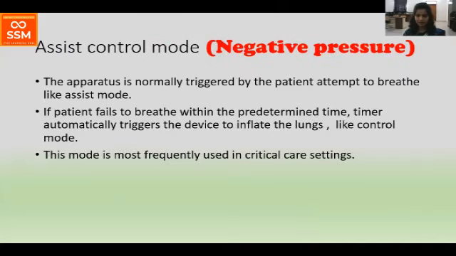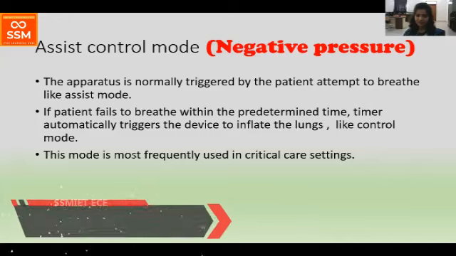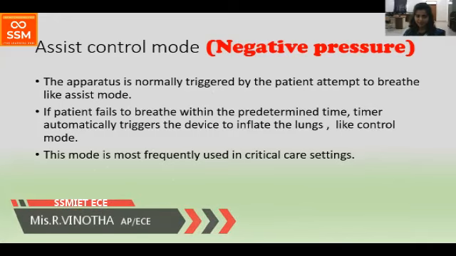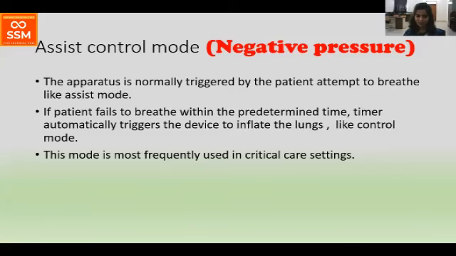The third mode in negative pressure is the assist control mode, which is a combination of the assist mode as well as the control mode. Here the apparatus is normally triggered by the patient's attempt to breathe on their own. If they fail to breathe within the predetermined period of time, the control mode will automatically be activated and it automatically triggers the device to inflate the lungs. This mode is frequently used in critical care settings.